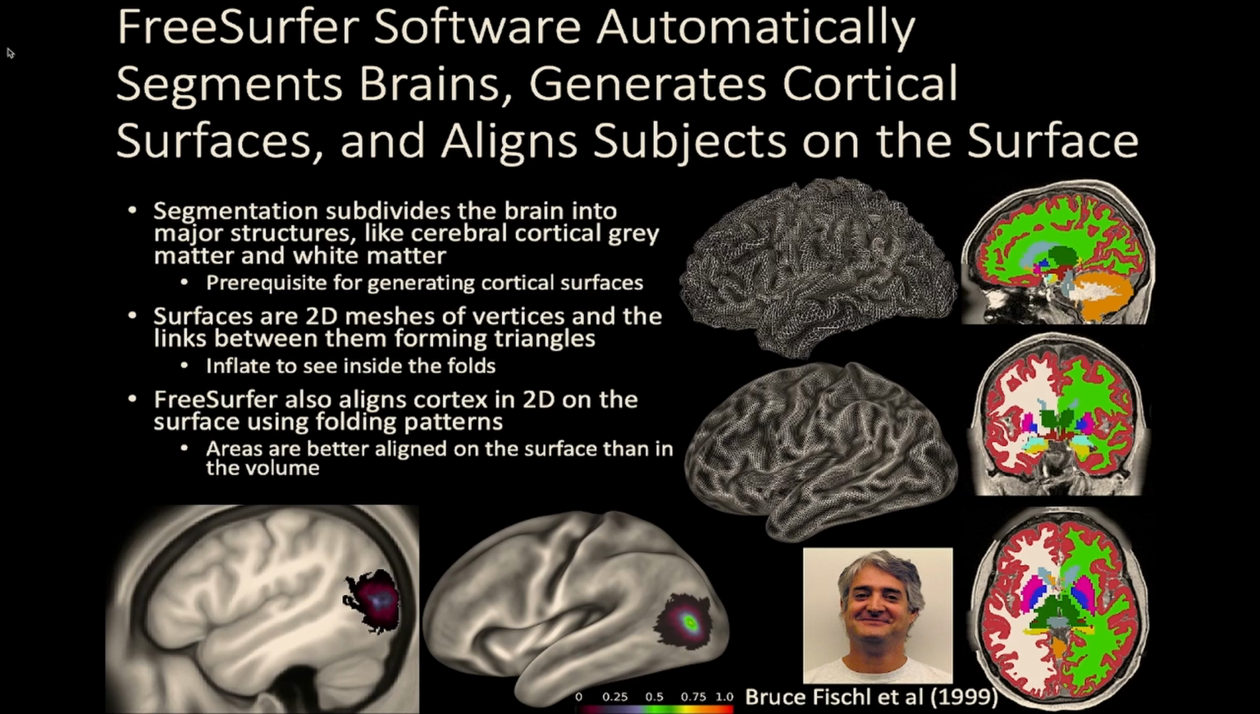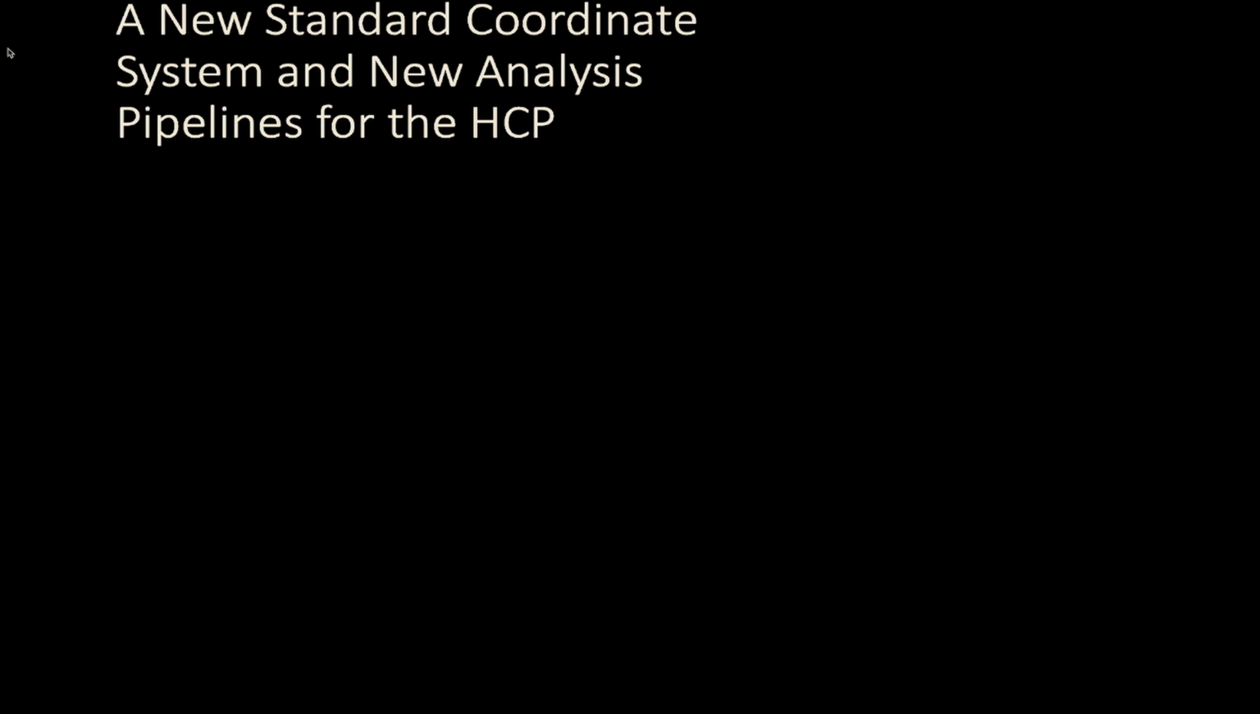This is area MT. Here it is in the volume, and here it is on the surface. And we have the peak probability overlap here. So the spot in the brain where the probability map is highest has the most overlap across subjects. We can see that's quite a bit higher on the surface than it is in the volume. Here it's maybe 25 to 30%, but we can get it up to around 60 to 70% with the folding-based surface registration.